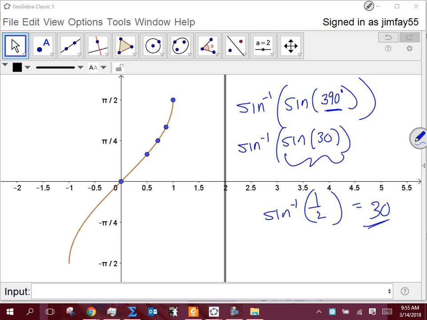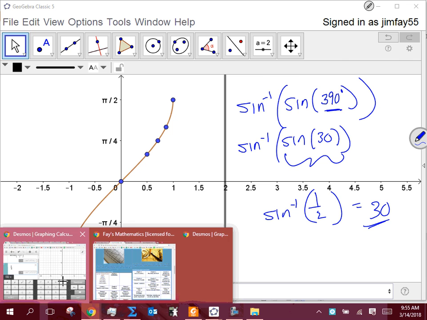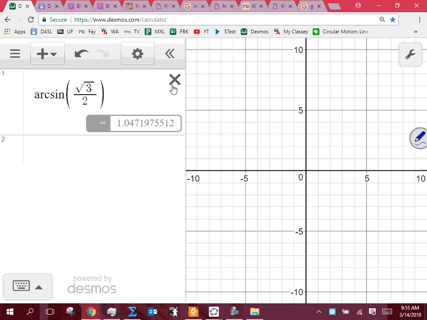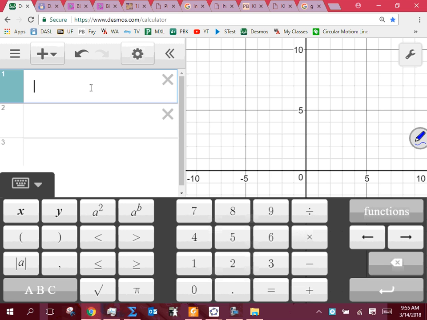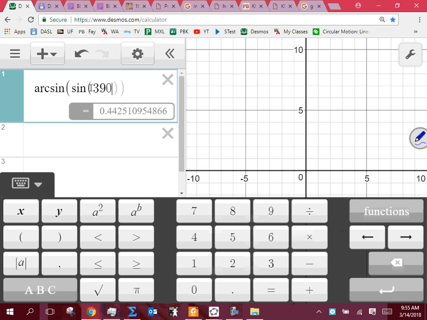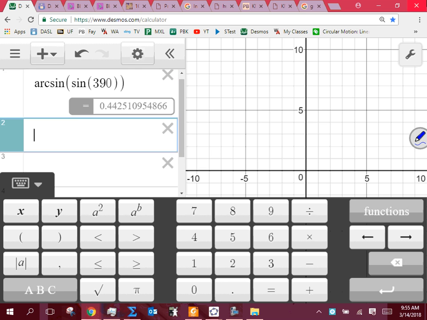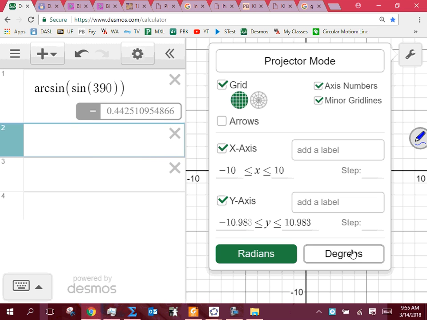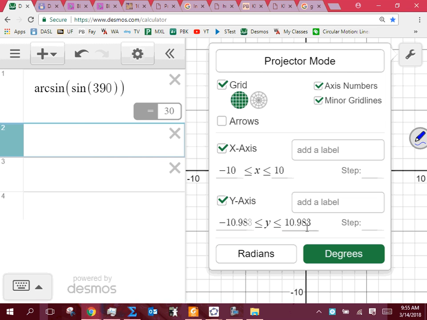30. And if we ask Desmos, let's just see what it does. If I go arc sine of sine of 390. Now it's in radians, so let's change it back to degrees. You see that it does spit back that 30. A lot of people say, well, sine inverse and sine cancel out, leaves me 390, right? It's not going to. It's going to leave me 30. It's going to leave me the smallest possible coterminal angle that exists there.